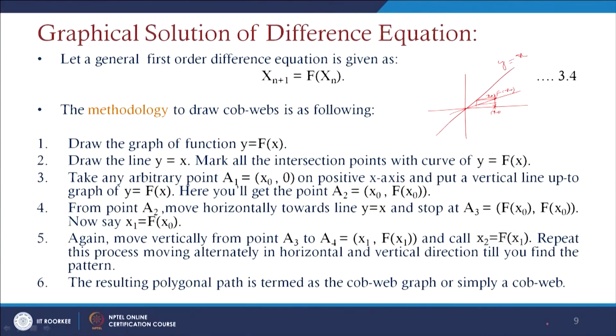So from this point A2, move horizontally towards the line y equals x and stop at A3, which is (f of x0, f of x0). Now say x1 equals f of x0. Again move vertically from point A3 to A4, that is the point (x1, f of x1), and call x2 as f of x1. Repeat this process, moving alternately in horizontal and vertical directions, till you find the pattern. The resulting polygonal path is termed the cobweb graph, or simply a cobweb.